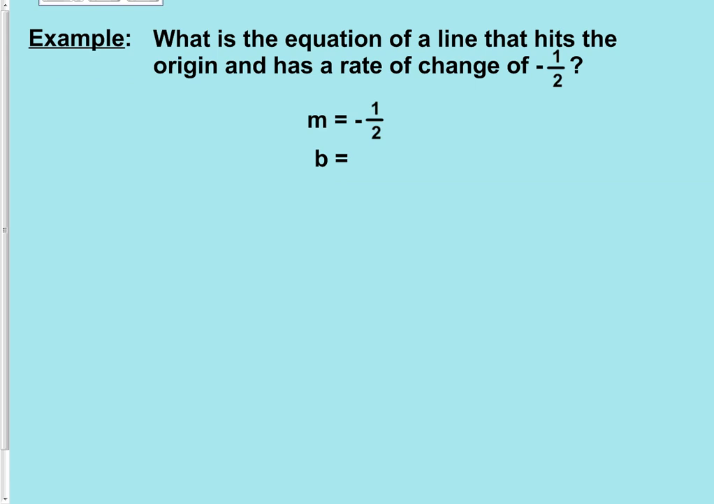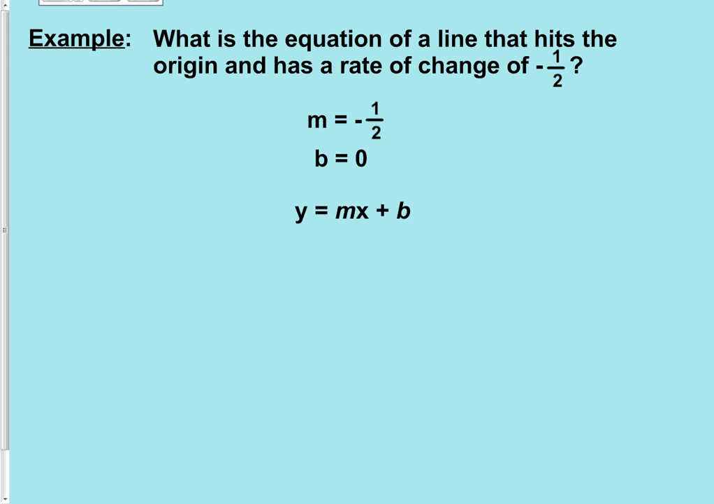How about the y-intercept? Well, they didn't specifically say that it hits the y-axis, but they did say this line hits the origin. So what we need to ask ourselves now is, is the origin on the y-axis? And the answer is yes. The origin, the point where it crosses or hits, is where both axes join together. So our y value in this case is 0.